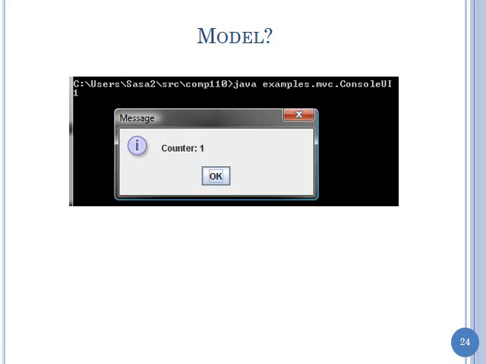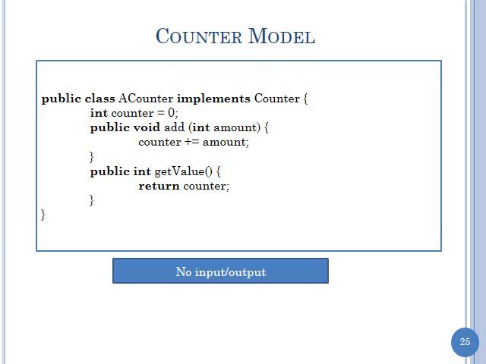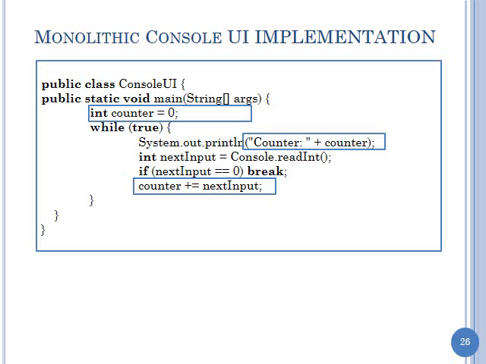Okay, so my model then for this is this particular class, which we already saw. And my UIs now look like this. Let's go and see. So how is this UI going to change? Where I had int counter equals 0, I would have now what? I would have some kind of counter object that I'm either passed or I create. Where I said println counter, I would be saying println getValue. And where I said counter plus equals next input, I would say counter dot add.